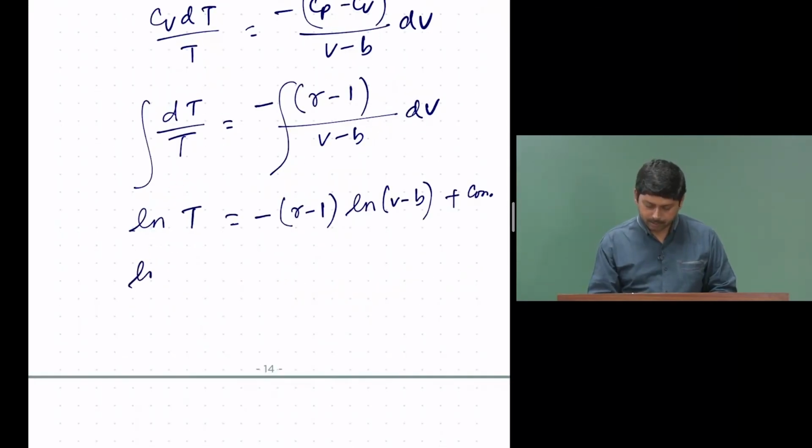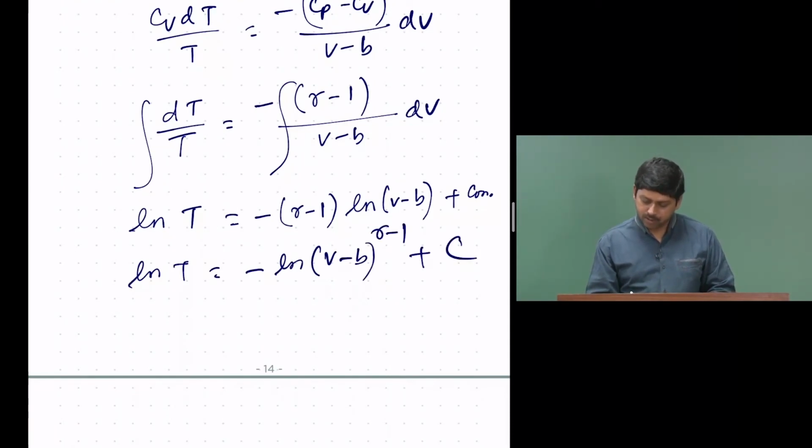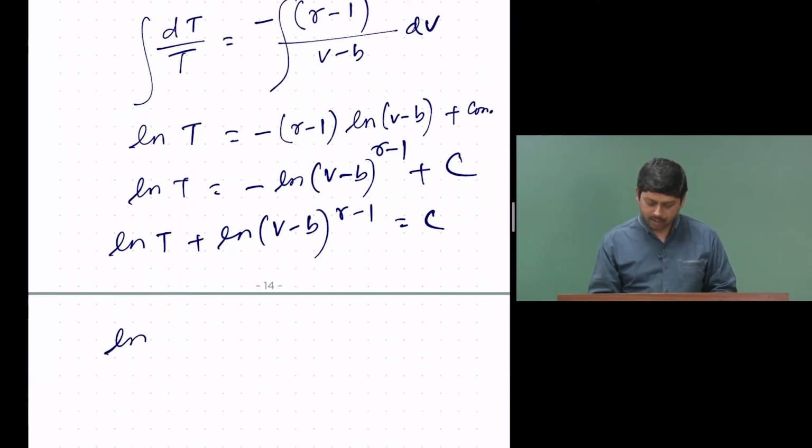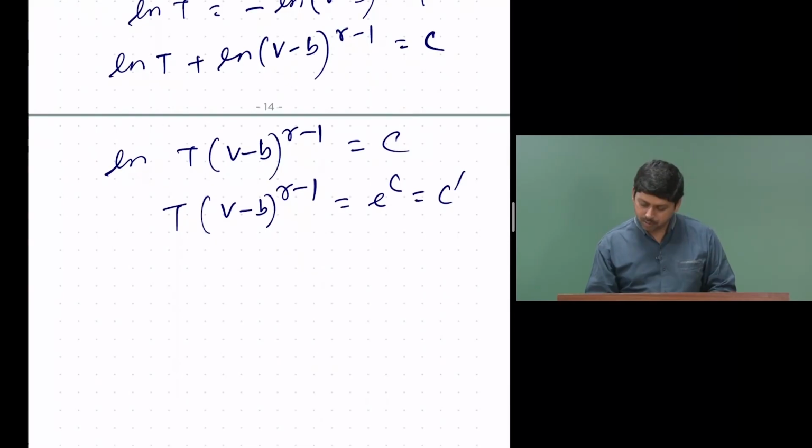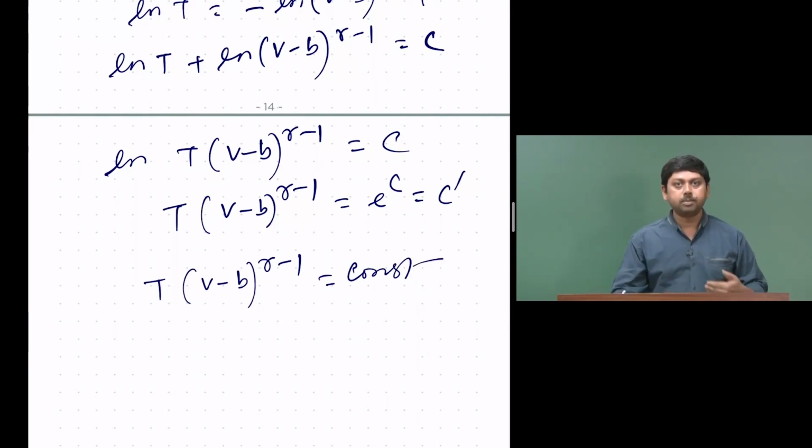So, ln T is minus ln (V minus b) to the power gamma minus 1 plus a constant C. So, now you can see I can bring it to the left hand side: ln of (V minus b) to the power gamma minus 1 is equal to C, or ln of T into (V minus b) to the power gamma minus 1 is equal to C, or T into (V minus b) to the power gamma minus 1 is e to the power C, or let us say another constant C prime. So, we can see that T into (V minus b) to the power gamma minus 1 is a constant for quasi static reversible adiabatic changes.